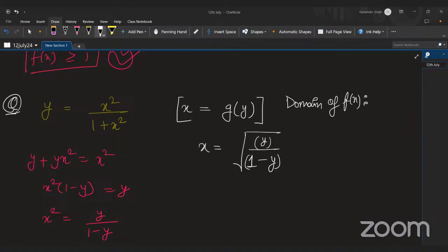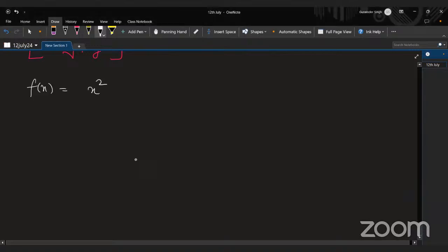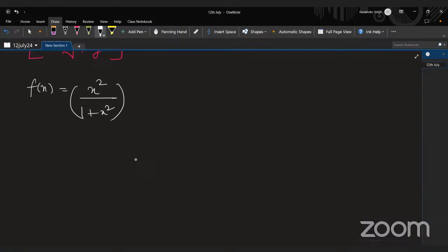See, I will first find the domain. So I have f of x is equal to x square divided by 1 plus x square. Domain means the set of valid inputs that I can put inside this function. There is a denominator, and there is no square root anywhere.